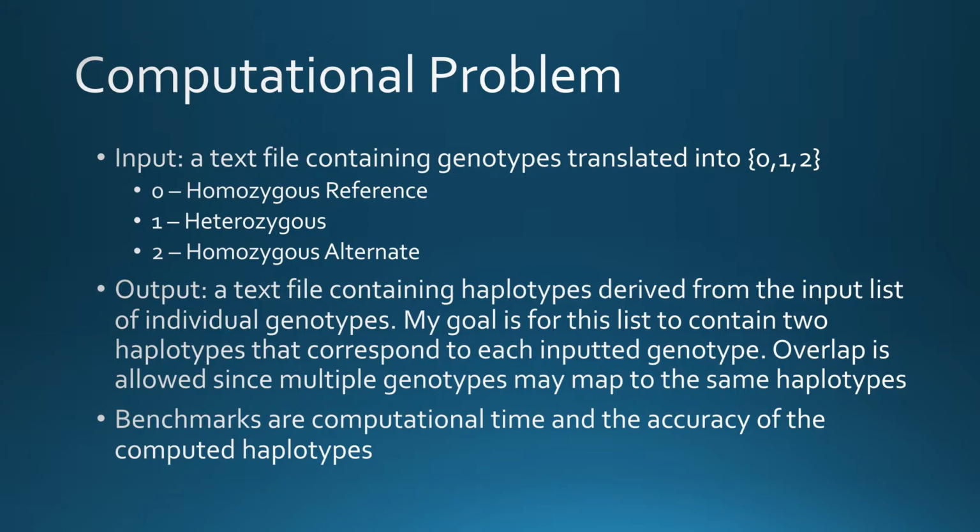The goal of my algorithm is for the list of haplotypes that we generate to have 2 haplotypes that correspond to each of the genotypes in the input text file. This list won't necessarily be double the size of the genotype list because overlap is allowed, since multiple genotypes may map to the same haplotypes. The benchmarks for this computational problem are computational time and the accuracy of the haplotypes that I compute.